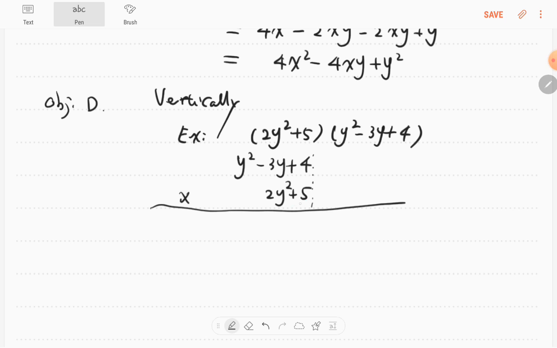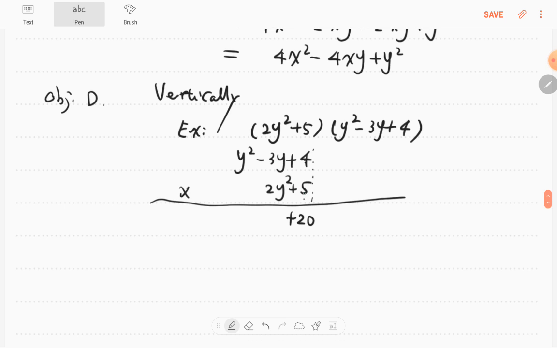So we start with the positive 5. So the first one, we should use 5 times 4. Start with the right side. So we will get positive 20, right? Then we start with the second term from the right.